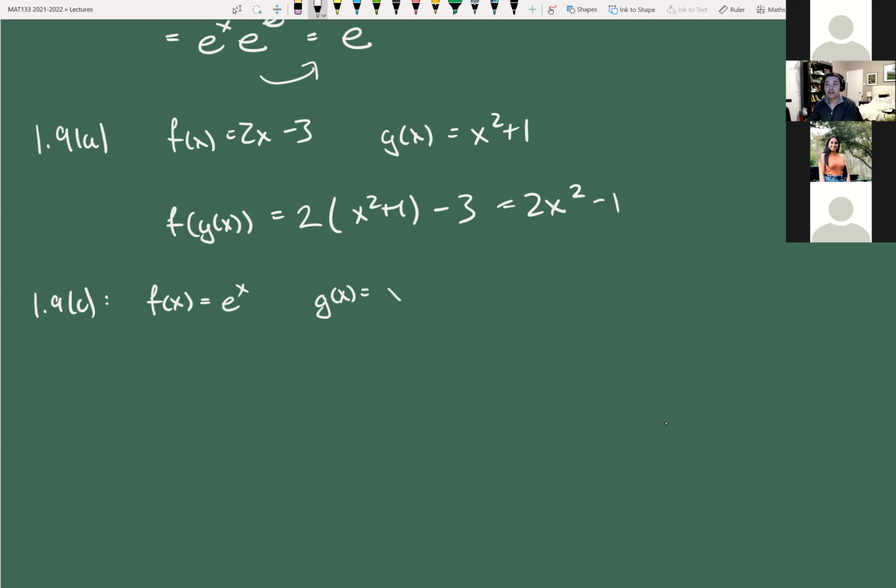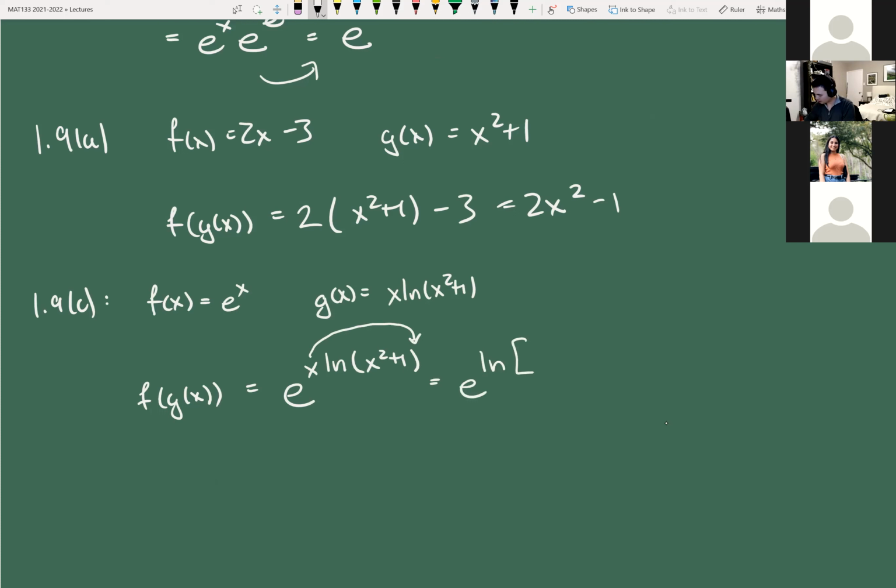Okay, g of x is equal to x ln of x squared plus 1. Okay, so f of g of x is going to be e to the x ln of x squared plus 1. Now, what we want to do is get rid of the e and the ln, right? Like we want to cancel them out. But in order to do that, I have to have just e to the ln. So what I'm going to do is take this guy and make it the exponent of that. So I'm going to write that like x squared plus 1 to the x. Now the e and the ln cancel out, and I get that.